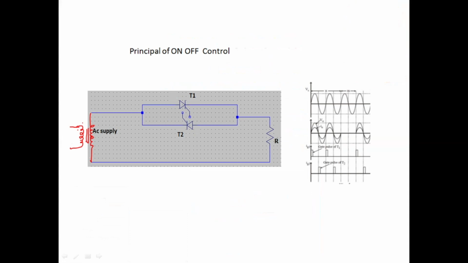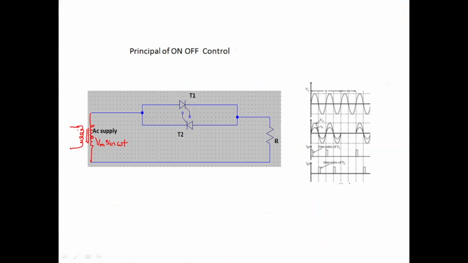So whatever power is given here is AC. Its mathematical model is Vm sin omega t. It is passed through two SCRs. One gate pulse we need to connect in between gate and cathode of this SCR. Another gate pulse we should connect in between gate and cathode of this SCR.